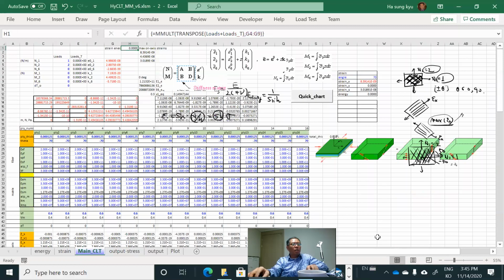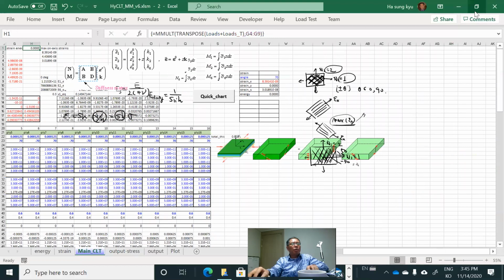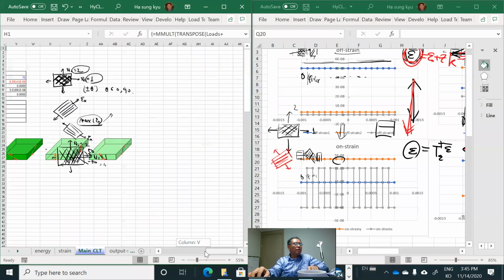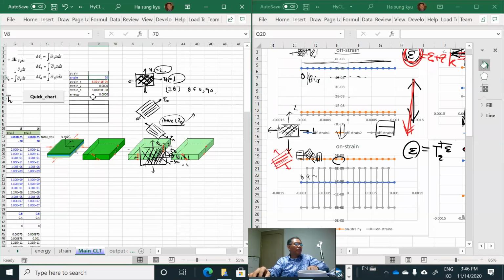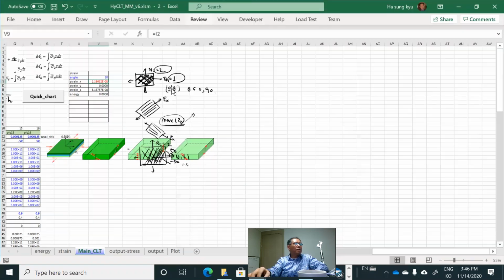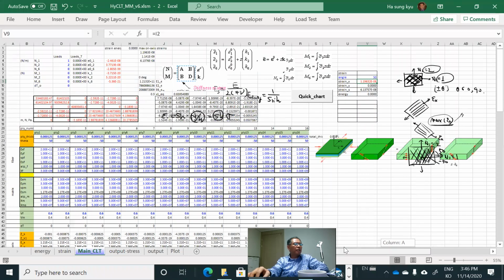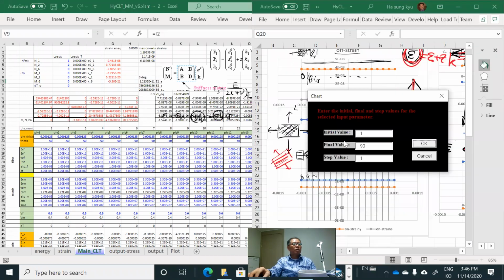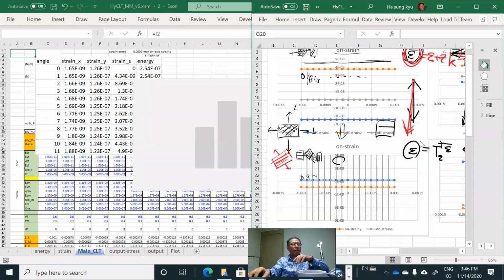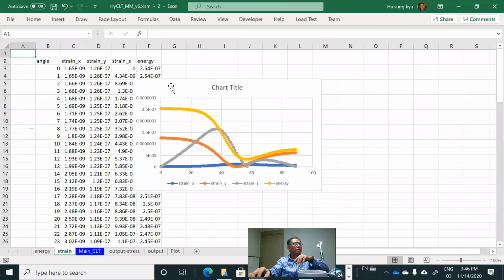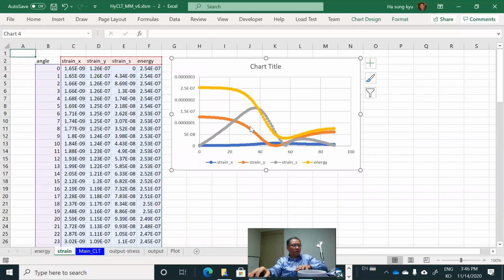Okay, so as you can see, the main point here is that whenever we change the angle, all the variables are changing, right? So we as designers, how do we determine this angle? That's why we change this angle from 0 to 90 and see how they are changing. And this is the result.